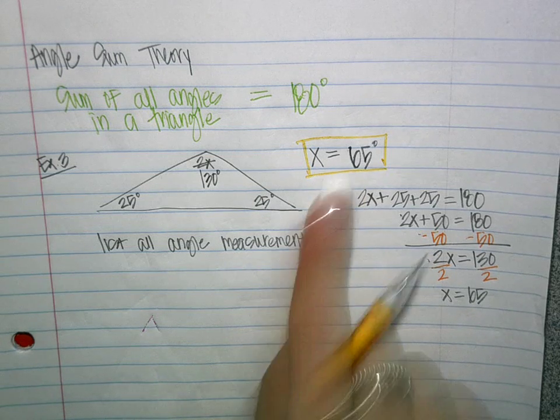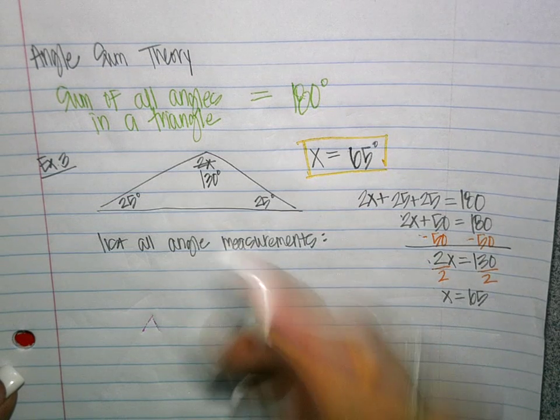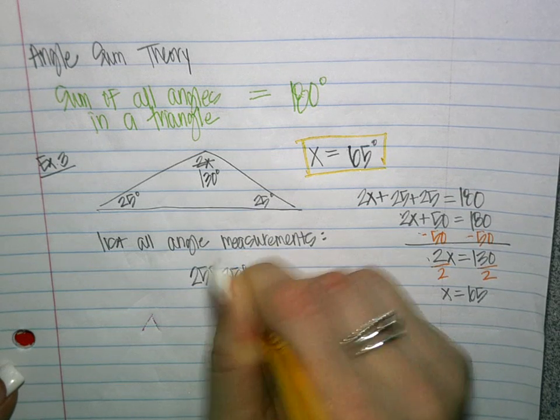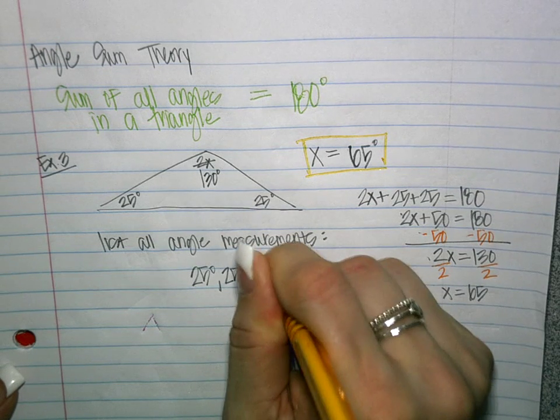When it says list all angle measurements, you would just write 25 degrees, comma, 25 degrees, comma, 130 degrees.